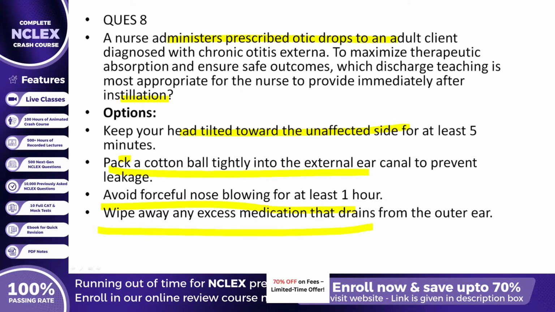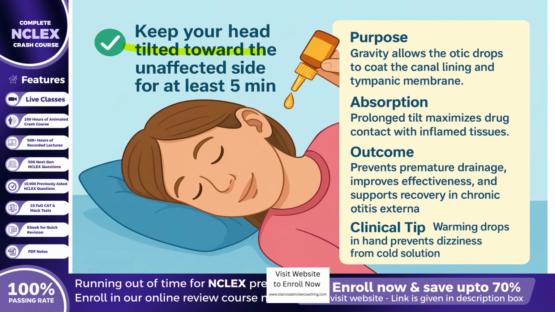The correct answer is option 1. Keep your head tilted toward the unaffected side for at least 5 minutes. This intervention is essential because gravity allows the eardrops to flow downward, coating the canal lining and tympanic membrane. Maintaining this tilt for several minutes ensures maximum absorption, prevents early drainage, and helps the medication reach inflamed tissues deeply. This teaching is particularly vital in chronic otitis externa, where prolonged exposure of medication to affected areas speeds recovery. Sitting up too soon risks wasting the medication and results in incomplete treatment.